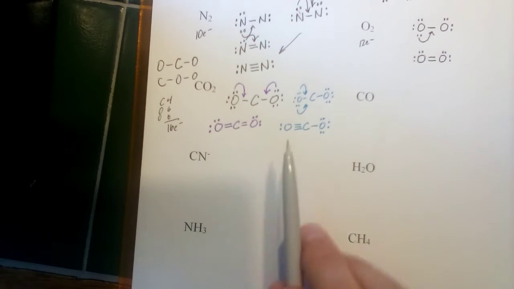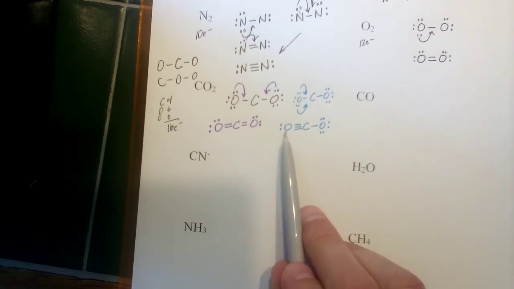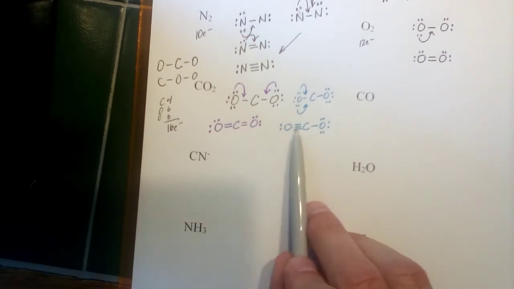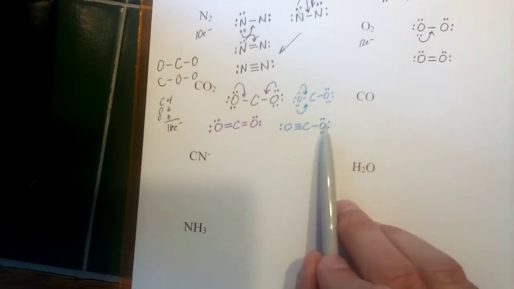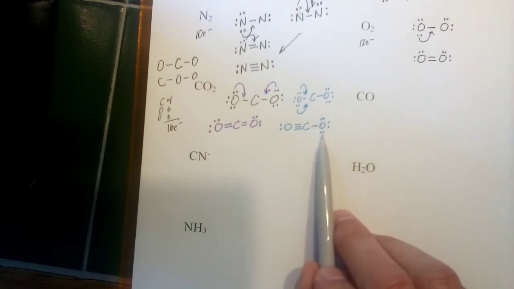Now, that also satisfies the octet rule. There's 6 electrons here on this oxygen, 2, 4, 6, 8. Right? There's 8 electrons on the carbon, 2, 4, 6, 8. And there's 8 electrons on this oxygen, 2, 4, 6, 8.